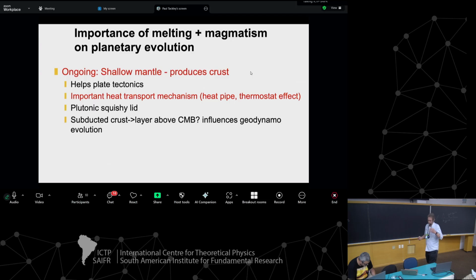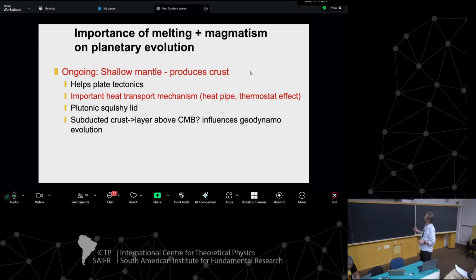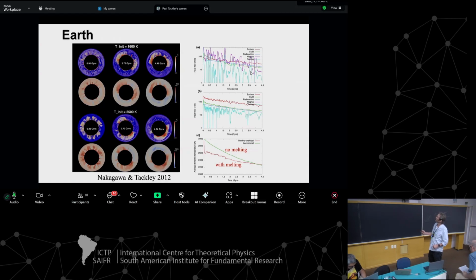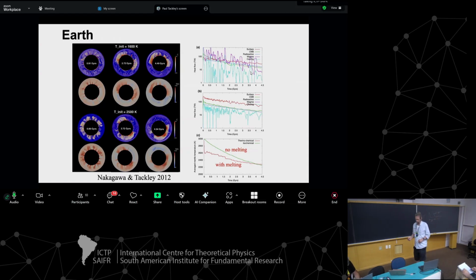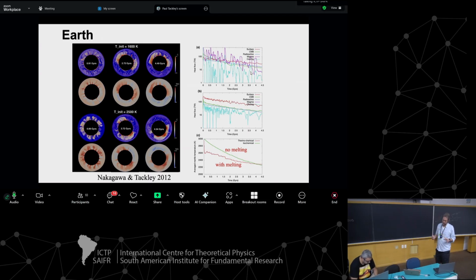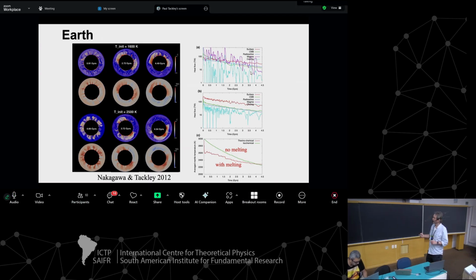Now, this can also be an important heat transport mechanism. Let's look at a few models that we've published, this by Nakagawa and myself. This is a model that's tracking the evolution of the Earth, starting from a hot start with decaying heat-producing elements, and including melting and crustal production.